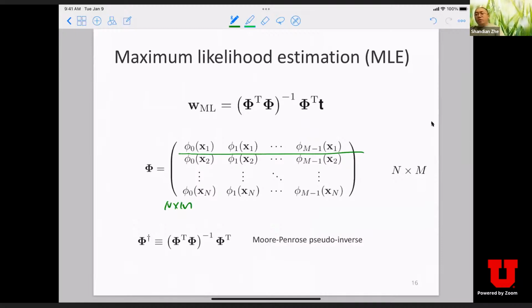Right? So each row corresponds to one particular example. Because you have m basis functions, your transformed feature vector is m-dimensional. That's why you have m columns. So your whole design matrix is n by m. Does it make sense?